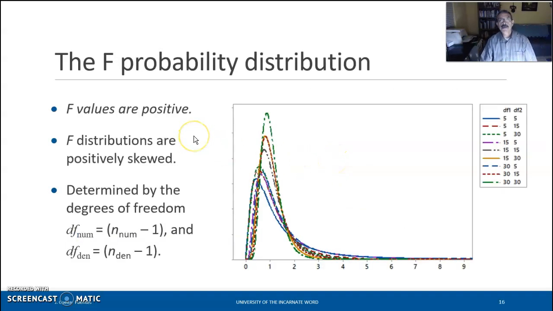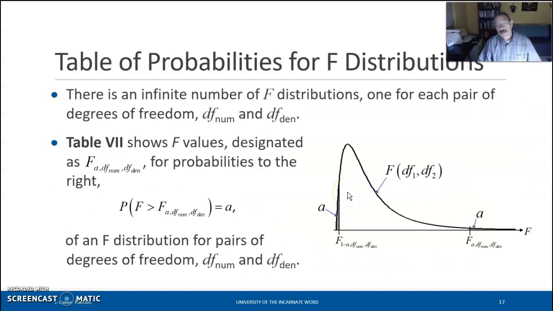All right, so the F values are always positive because it's the ratio of two positive things. So the F distribution is positively skewed. There cannot be values below 0. It is determined by two parameters, the degrees of freedom in the numerator and the degrees of freedom in the denominator. And this graph is showing you multiple F distributions for different sets of degrees of freedom. As you can imagine, there is an infinite number of F distributions, one for each pair of degrees of freedom.